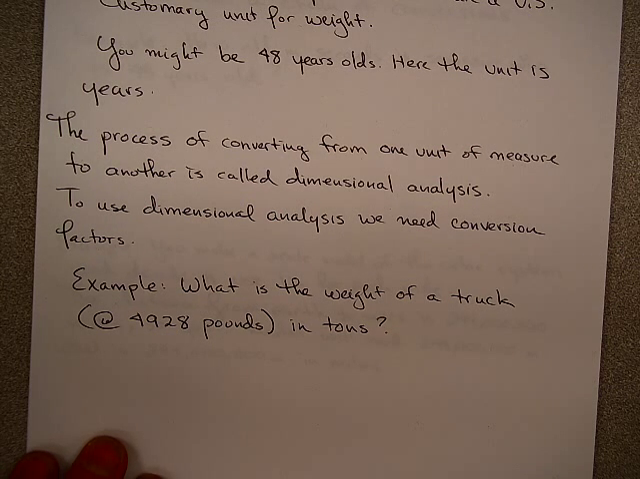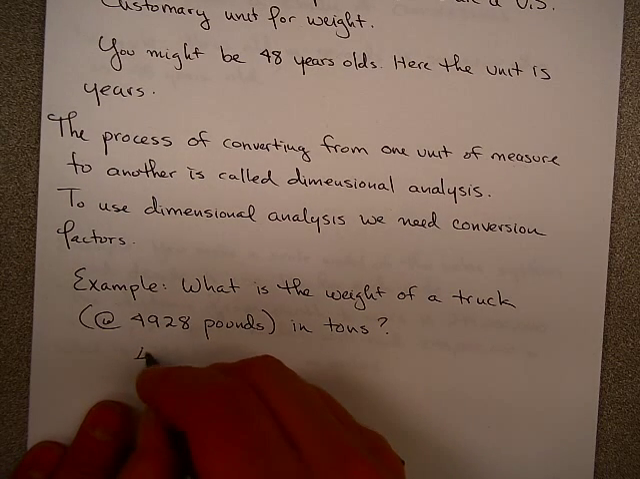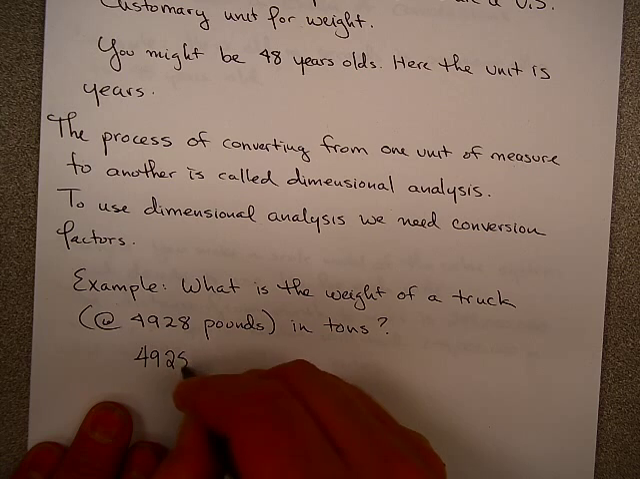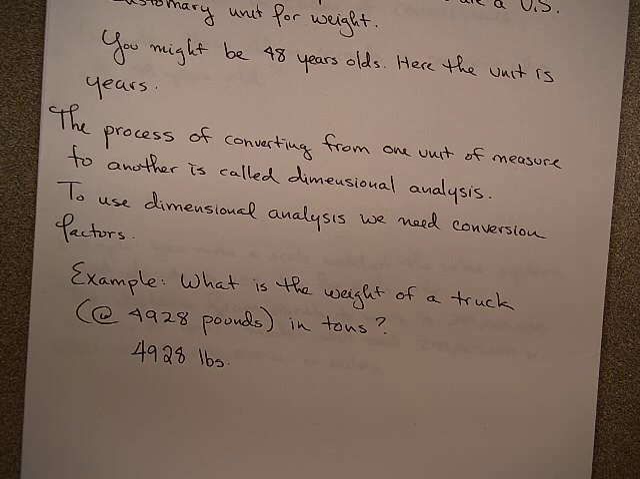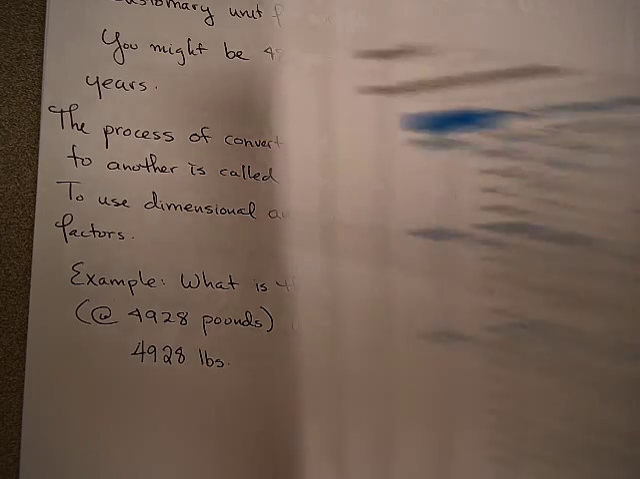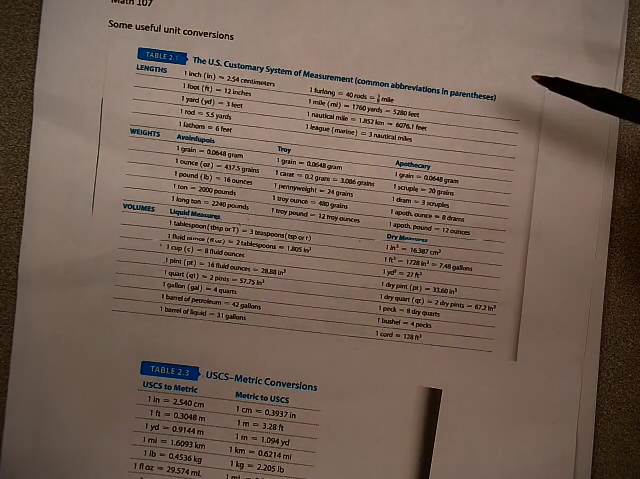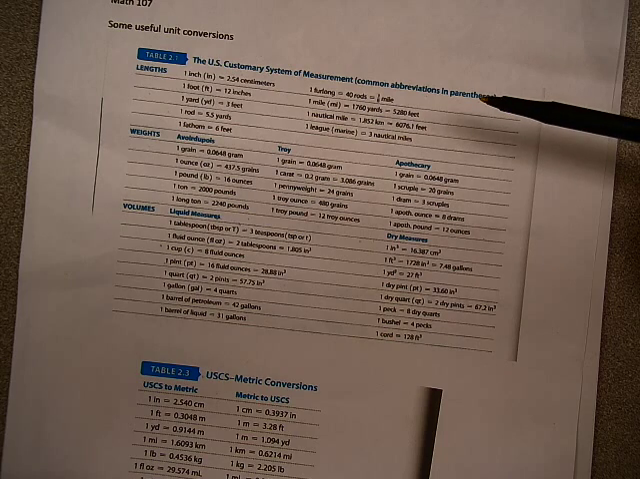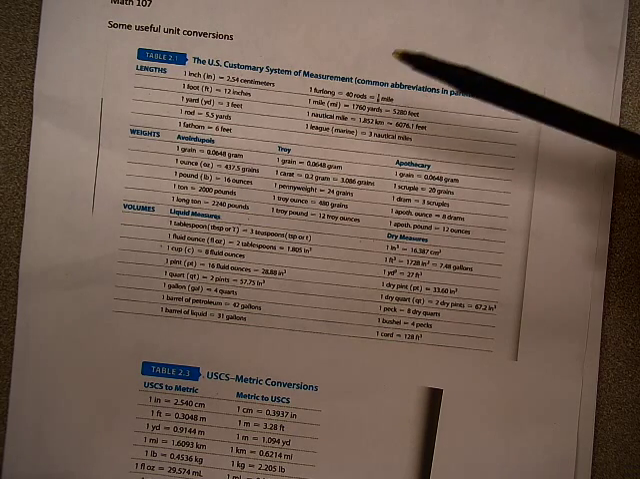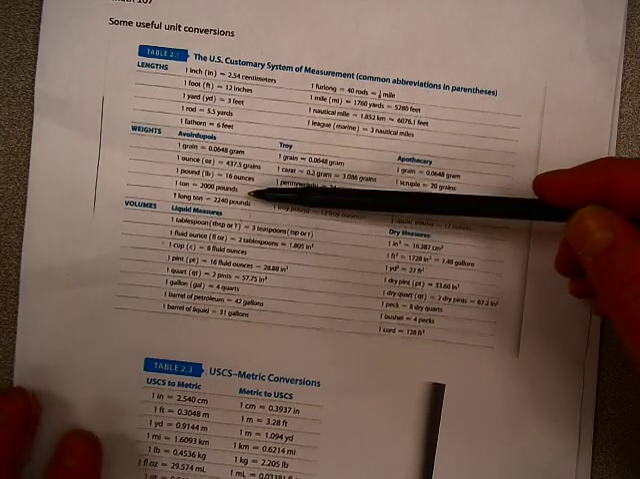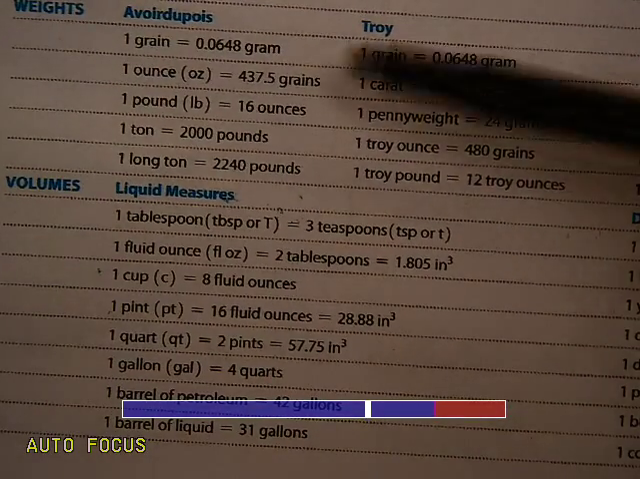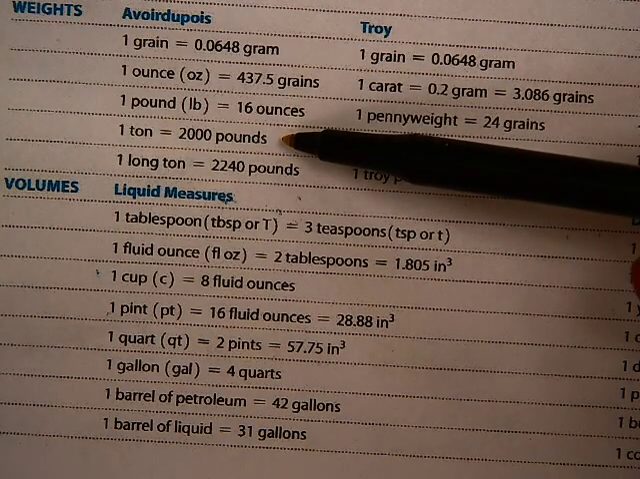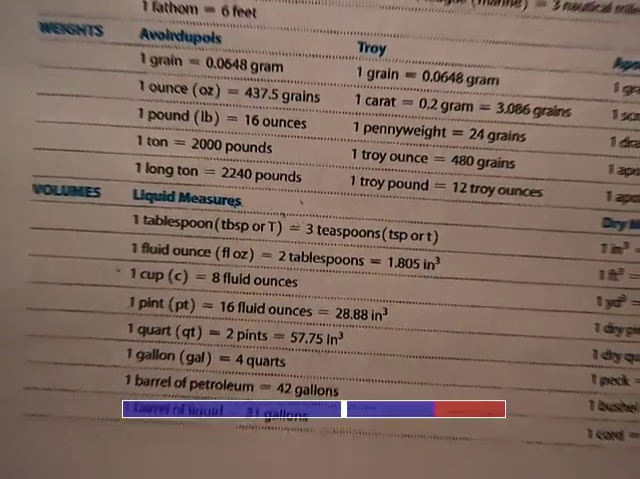To do dimensional analysis, the first thing that I do is write down what I'm given, which is 4,928 pounds. The abbreviation LBS is the standard abbreviation for pounds. Now I need a conversion factor. So I'm going to go to my list here and see if I can find a conversion factor for pounds to tons. Well, I found one right here. This one, which I'll zoom in a little so you can see, says that 1 ton is 2,000 pounds. That's an equivalency or a conversion factor.